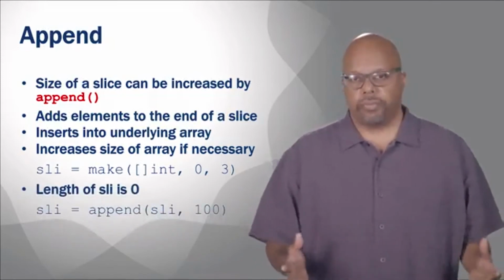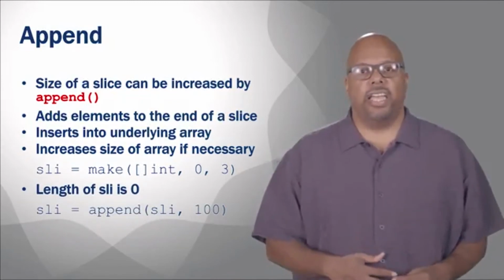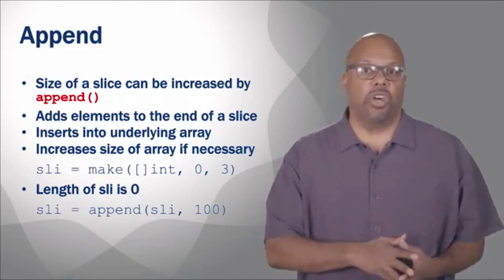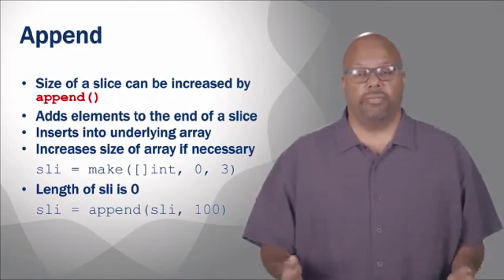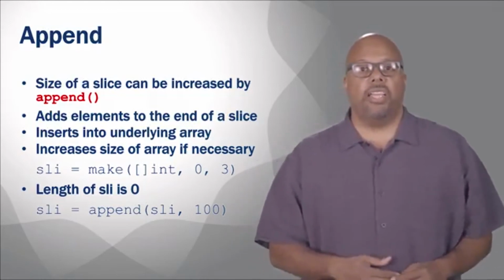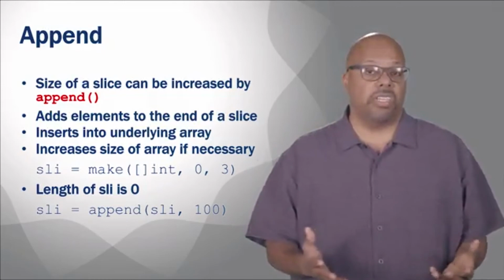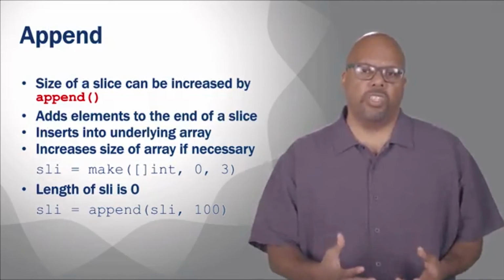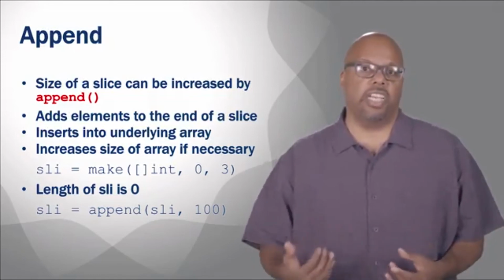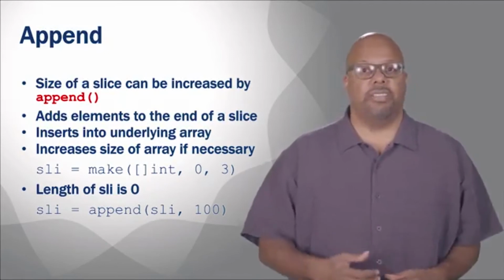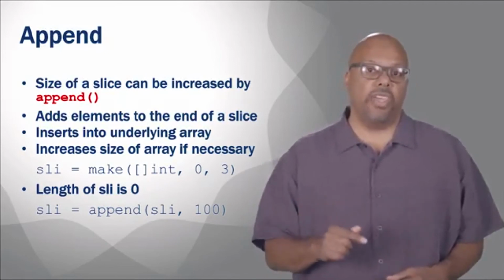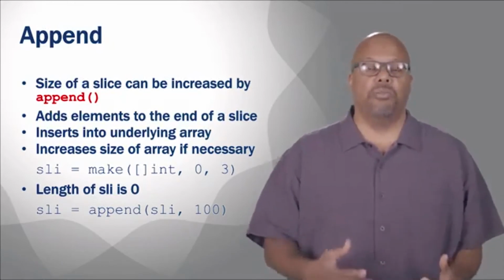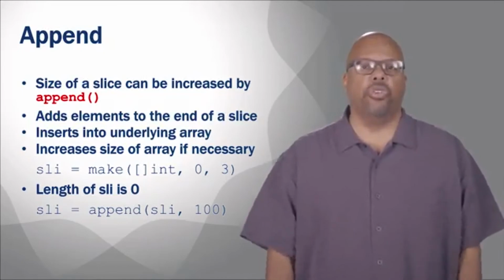So as an example, we make a slice. SLI, we call make. So the length of the slice is 0, but the length of the underlying array is 3. So then I want to put something into the slice. So the slice is empty, right? The size is 0. So I append the number 100 onto the slice. So I call append. I pass the first argument, the name of the slice, and the second argument is 100, the number that I want to put into the slice. So it puts it in. In order to add that on, it has to increase the length of the slice. So now the slice's length would be increased to accommodate the new number that it put in there. So that's how you would use append in general.